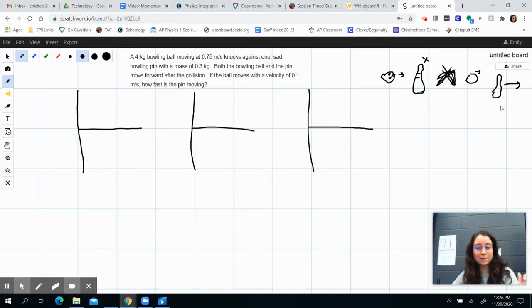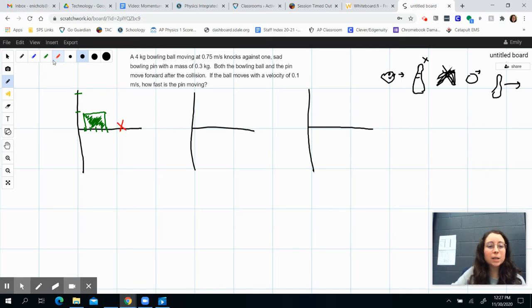Okay, let's put this in a chart so that maybe we can think our way through the math. Let's do the bowling ball in green. The bowling ball is 4 kilograms, so I'm going to say that's 1 kilogram, 2 kilograms, 3 kilograms, 4 kilograms. And it's moving 0.75 meters per second. So let's say that this is 1 meter per second and this is 2. So that means it's going to be moving this much momentum. Okay, and then the bowling pin, we'll put it in red.